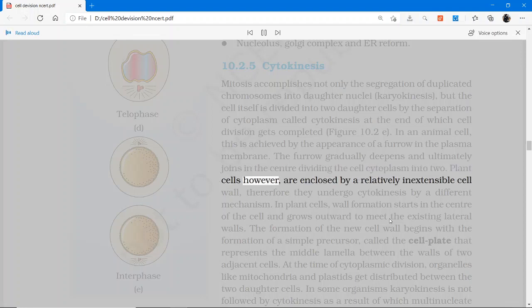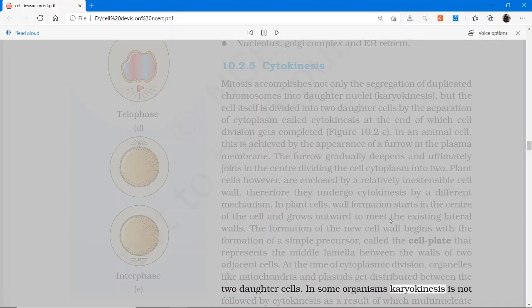Plant cells, however, are enclosed by a relatively inextensible cell wall, therefore they undergo cytokinesis by a different mechanism. In plant cells, wall formation starts in the center of the cell and grows outward to meet the existing lateral walls. The formation of the new cell wall begins with the formation of a simple precursor, called the cell plate, that represents the middle lamella between the walls of two adjacent cells. At the time of cytoplasmic division, organelles, like mitochondria and plastids, get distributed between the two daughter cells.